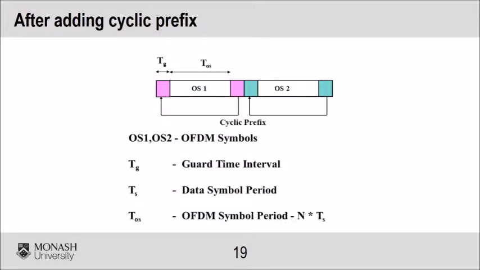After adding the cyclic prefix, the guard interval will be served as a protection for each of the OFDM symbol, and as long as the length of the cyclic prefix is longer than the impulse response of the channel, there is no ISI in the signal.